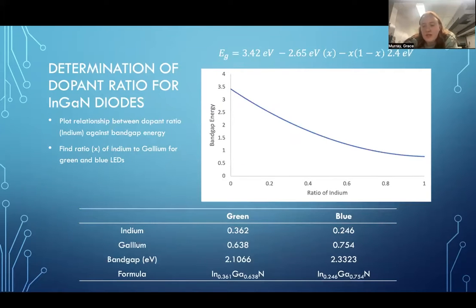This was once again completed for the indium gallium diodes. Equation 4 up here was plotted for 20 values between 0 and 1, with X being the ratio of indium and Eg being the band gap energy. This was then solved for X, and since it is a quadratic, the value lower than 1 is used to be the ratio of indium. The green had the highest amount of indium compared to blue.